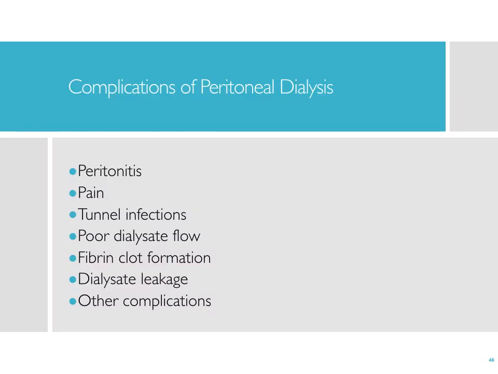Some of the complications associated with peritoneal dialysis are peritonitis, obviously, and they may have pain. They can get tunnel infections that can cause poor dialysis flow. They can get fibrin clot formations at the end of the catheter, which would make the catheter not work. And they may get dialysate leakage, and there are other complications as well.